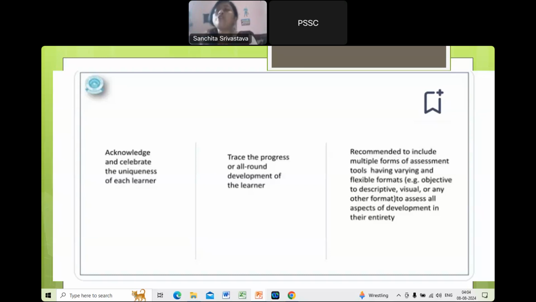See, objective to descriptive assessment, then visual art. What are the forms of visual art? We are already doing that. The Kala Setu app is there, where marks are to be uploaded. Visual art can be a dance form, a collage, or a slideshow presentation. Formats are plenty, and they assess all aspects of development in their entirety. That means the whole thing should be done together, right?